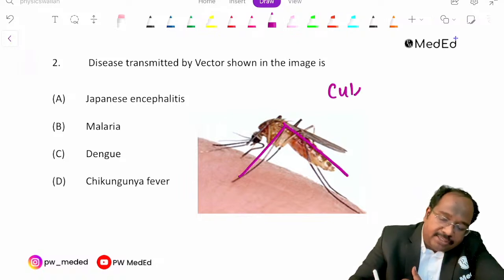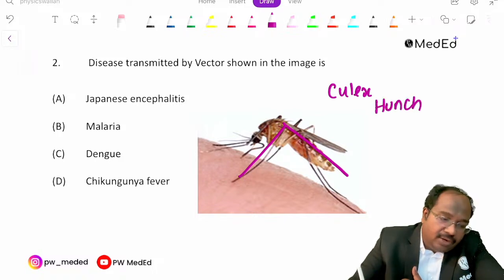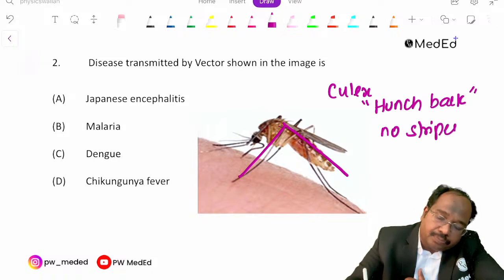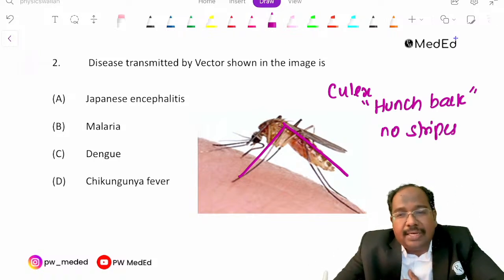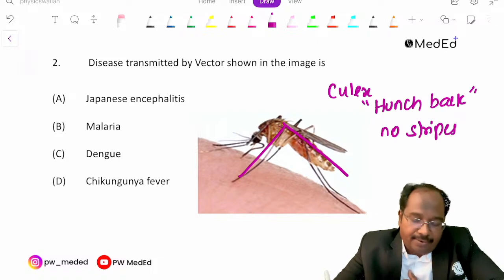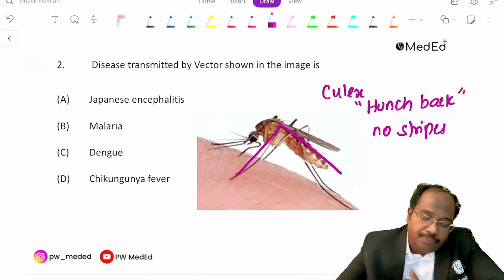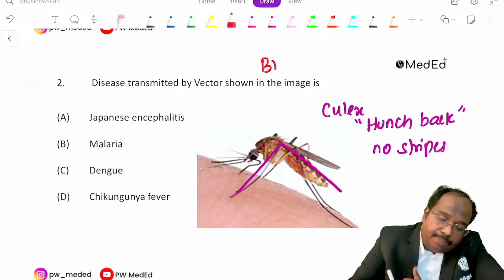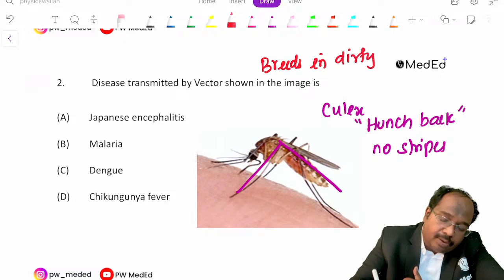This is Culex. It exhibits this hunchback. It sits with a hunchback. There are no stripes. Stripes you will see in the Aedes mosquito. This is the Culex mosquito. Where does this Culex mosquito breed? It breeds in dirty water.